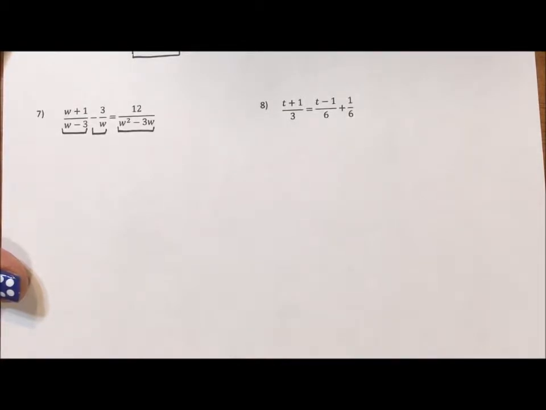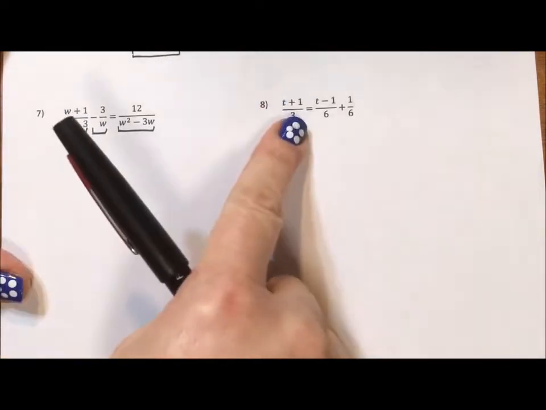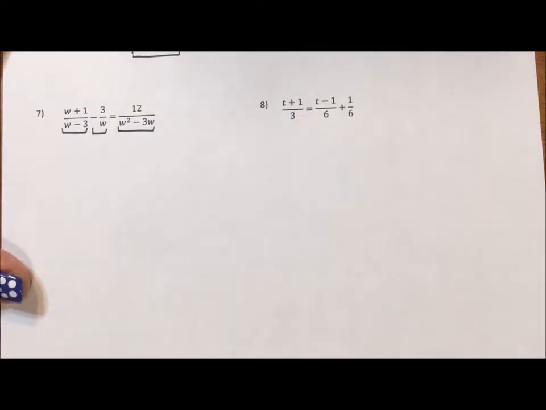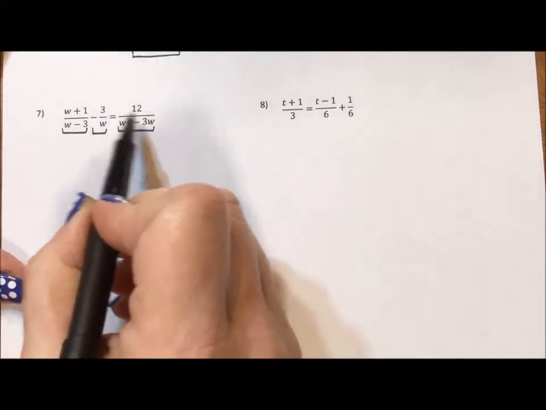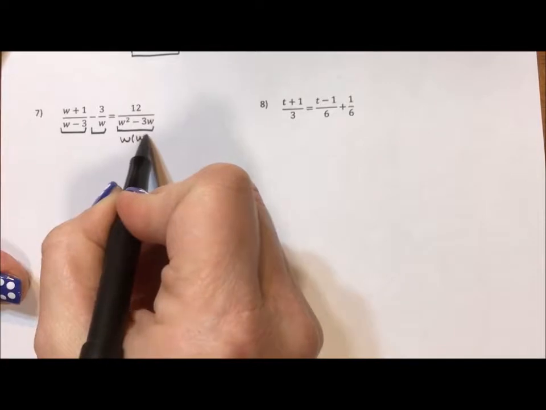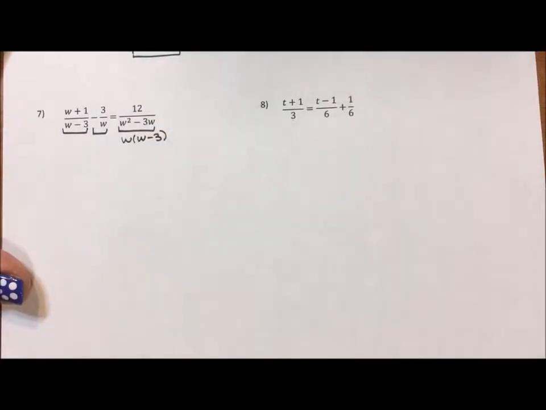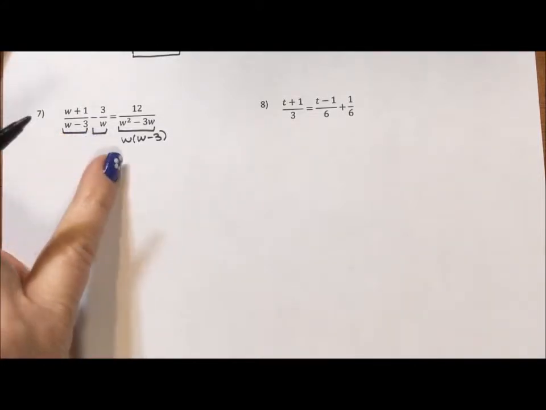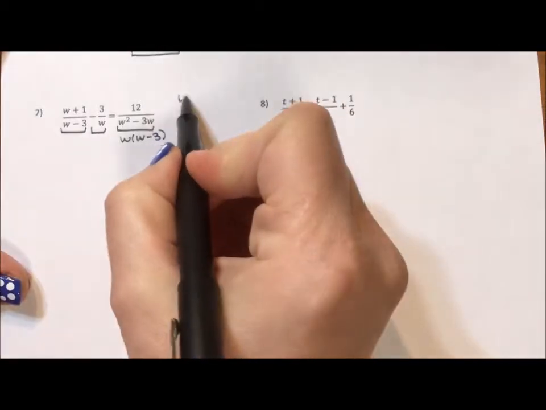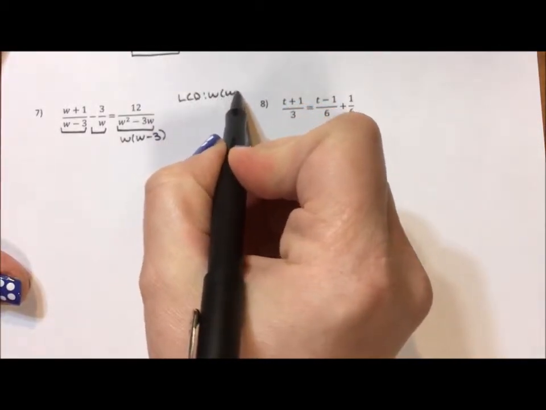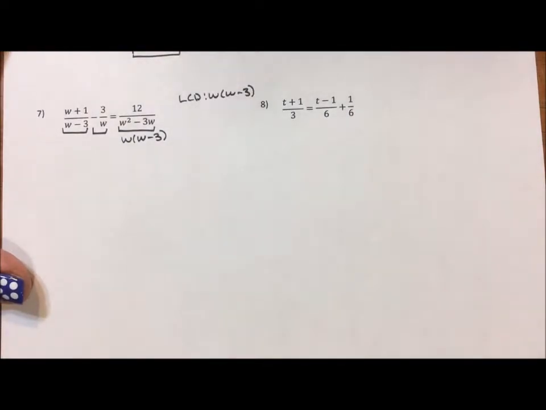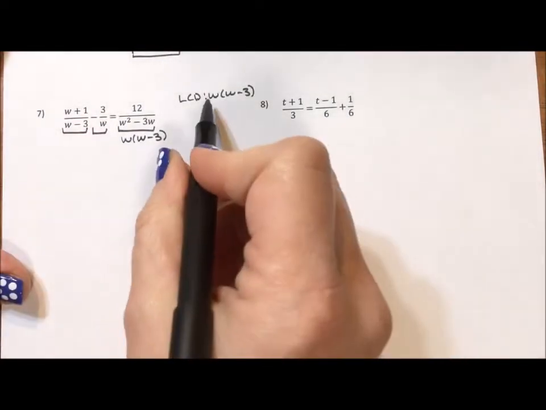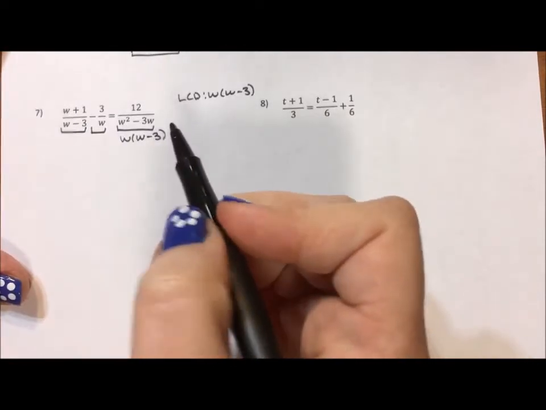Whenever I have fractions in an equation, whether or not there are variables in the denominator, I always want to clear my fraction. To do that, I need a least common denominator. I want to factor this to be w times w minus 3 before I gauge what my least common denominator is. My least common denominator is w times w minus 3. I'm going to multiply this w times w minus 3 to each of my three terms.